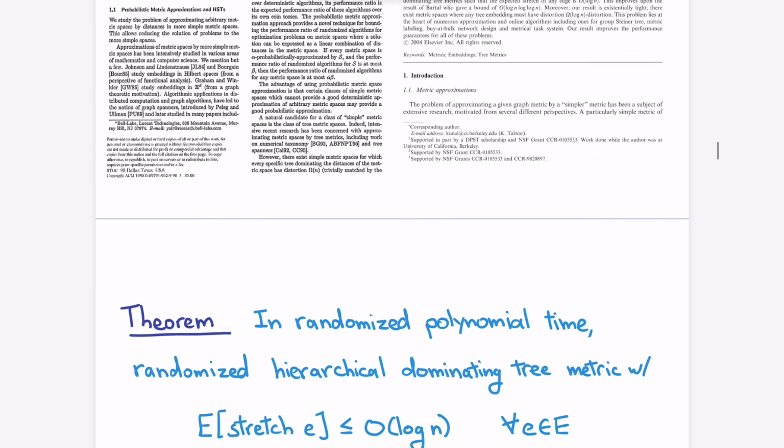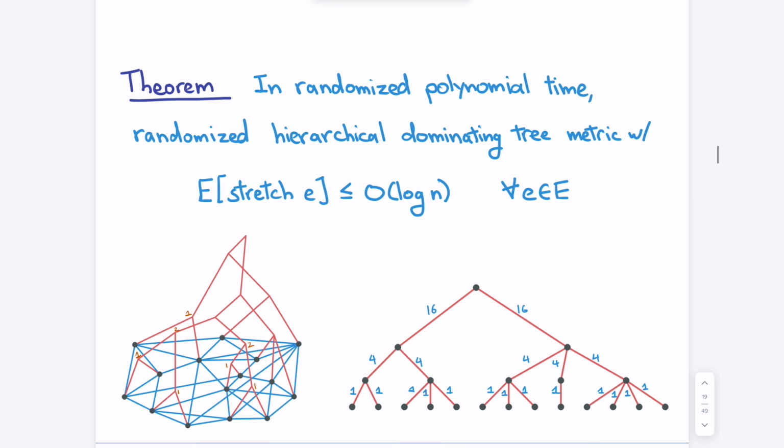Okay, good. So the theorem we're going to show is that you can get log n. Okay? So we're going to try to get some randomized construction that produces some tree metric, a randomized tree metric, where every edge has an expected stretch log n.